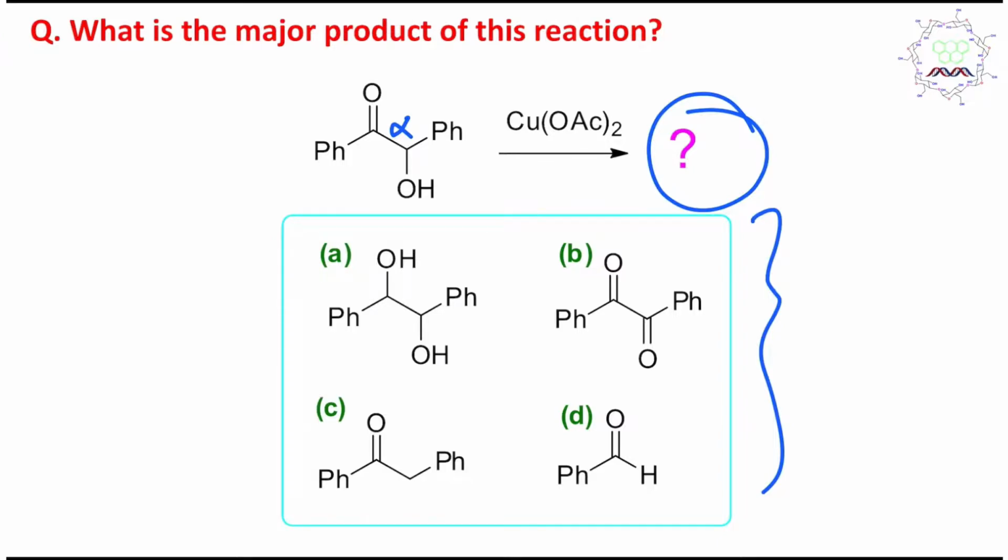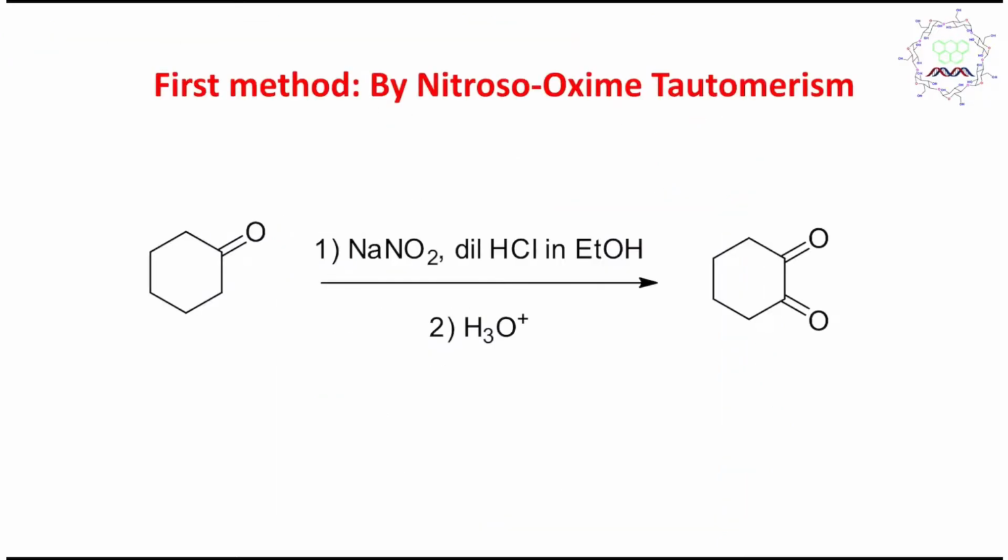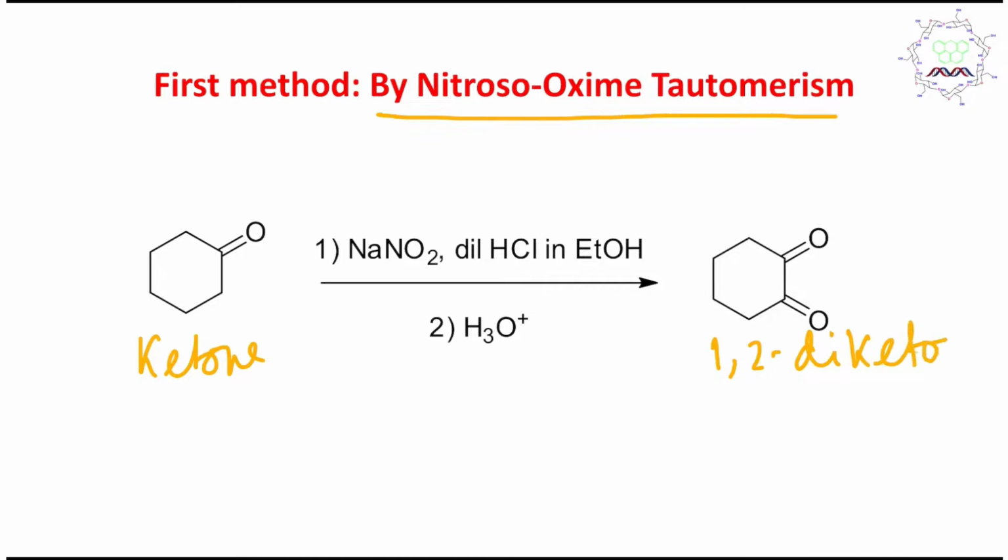So let's go to the main topic, the first method. The first method is by Nitroso-Oxime tautomerism. So you may consider from ketone we will prepare this 1,2-diketone. Why 1,2? Because these two are adjacent together. Okay, so how this conversion could be achieved, or how this 1,2-diketone could be prepared? The reagent is NaNO2, dilute HCl in ethanol.